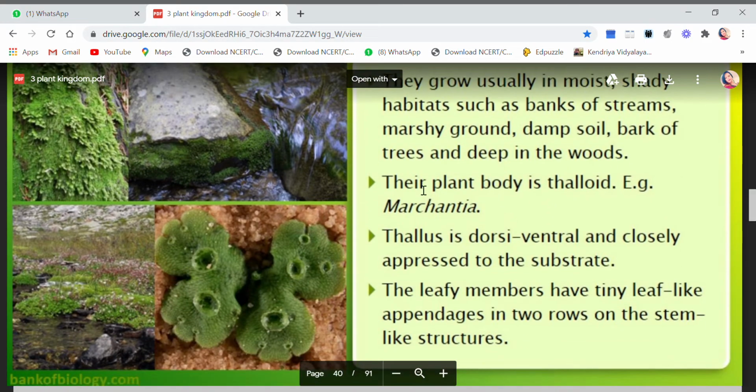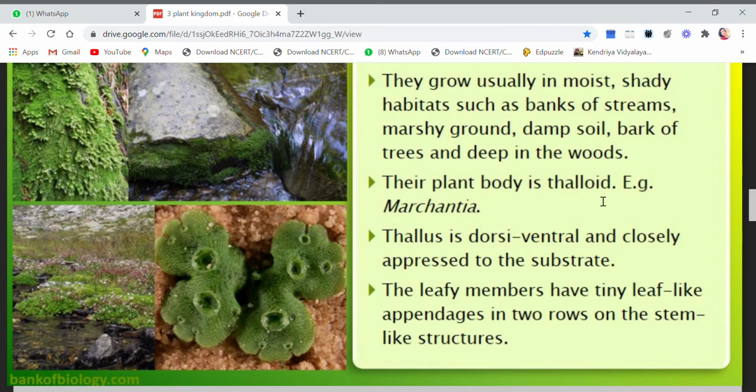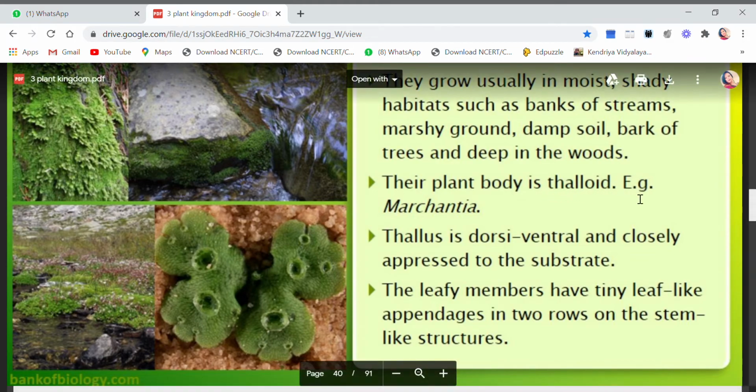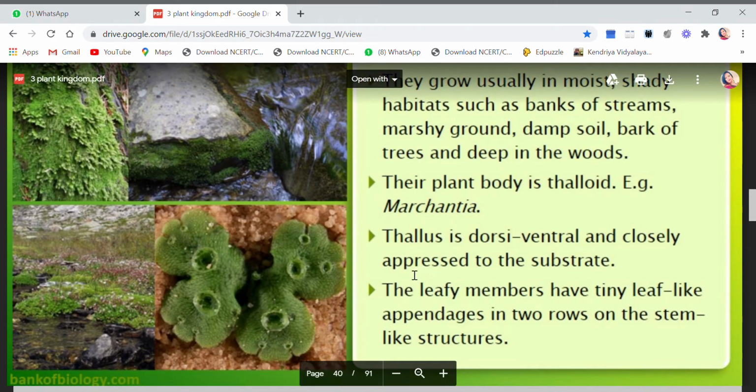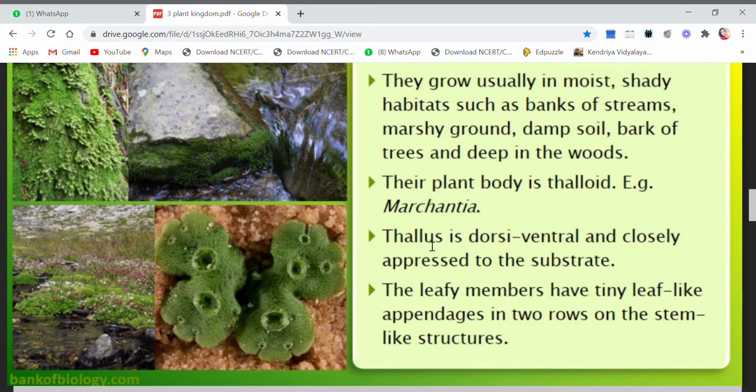Their plant body is thalloid. We have also seen this when we were studying the general characteristics of bryophytes. The plant body is thalloid, as in Marchantia. Thallus is dorsoventral and closely appressed to the substrate. Now what do you mean by this?